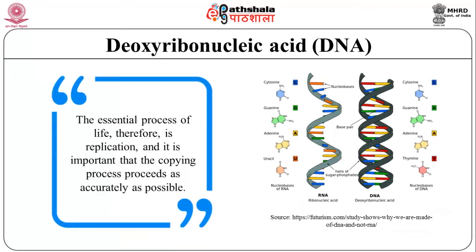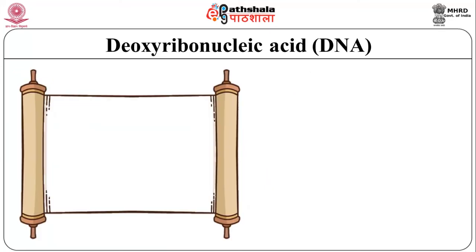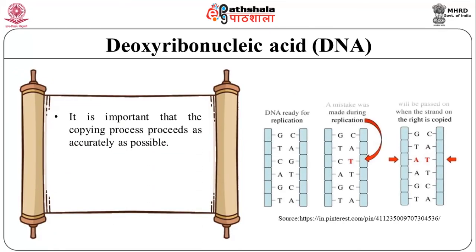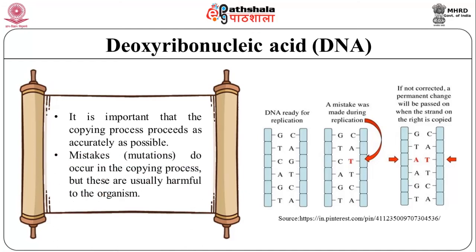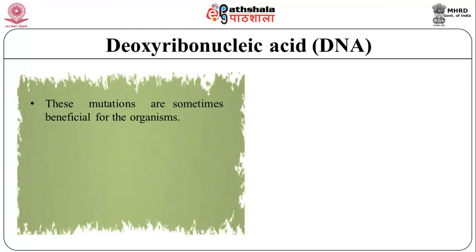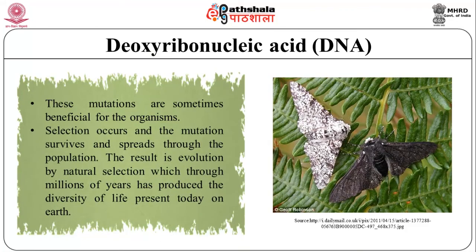The essential process of life, therefore, is replication, and it is important that the copying process proceeds as accurately as possible. However, mistakes, that is mutations, do occur in the copying process, but they are usually harmful to the organism. Occasionally, a mutation happens to be beneficial to the organism and selection occurs, and the mutation survives and spreads through the population. The result is evolution by natural selection, which through millions of years has produced the diversity of life present today on Earth.